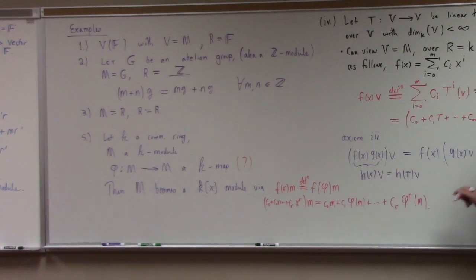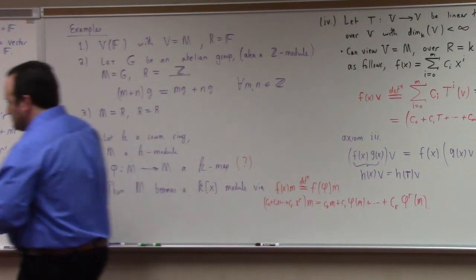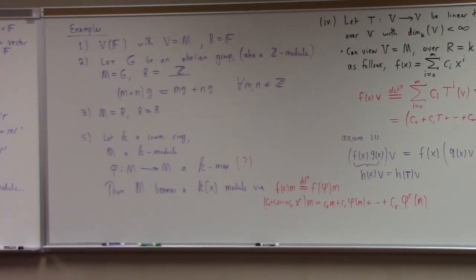So it's the same thing we just did in example 4, except we were not assuming that phi is a linear transformation, because M is just a K module. So it could be, for example, an abelian group, and K could be the integers. It could be a lot of different things. K is a commutative ring, not a field, in example 5. Any questions? No?